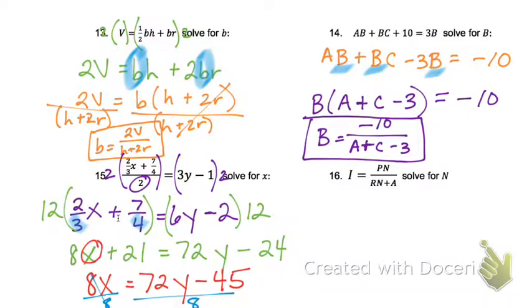So is it x equals 9y minus 45 over 8? Well, wait, it's 72y over 8, but 72 divided by 8, isn't that 9? So you could leave it like this, 45 over 8, or you could go ahead and reduce to 9y minus 45 over 8. You could do either way.